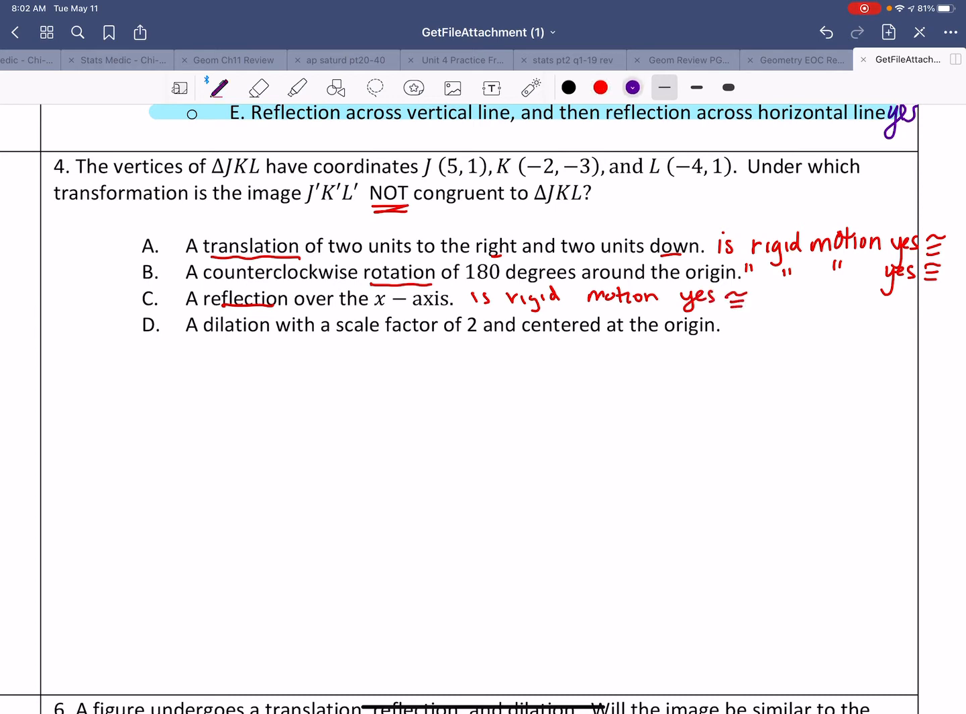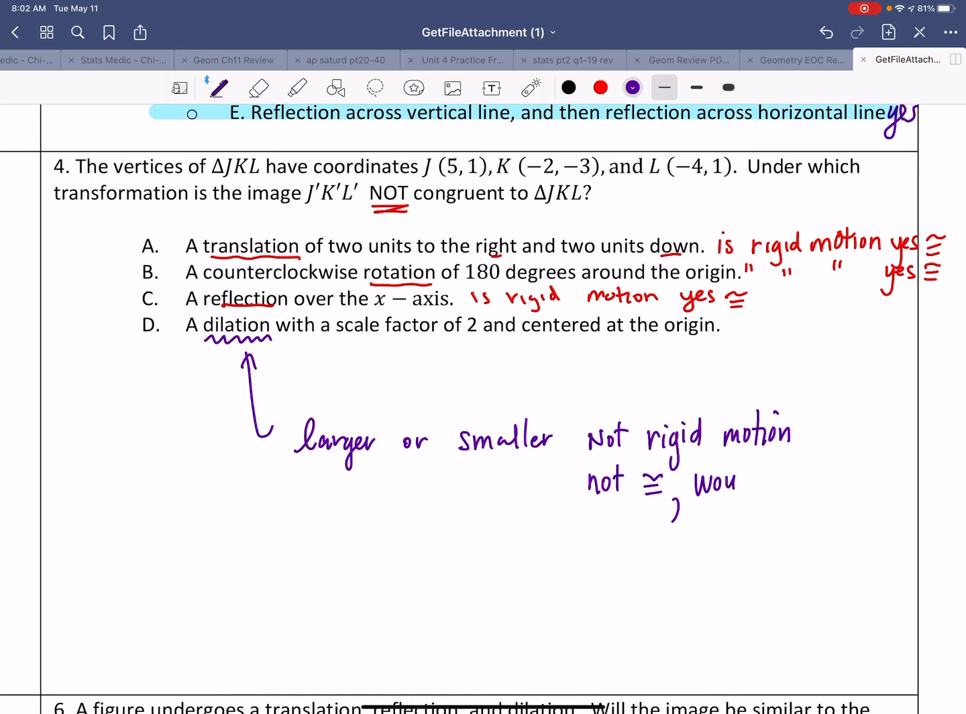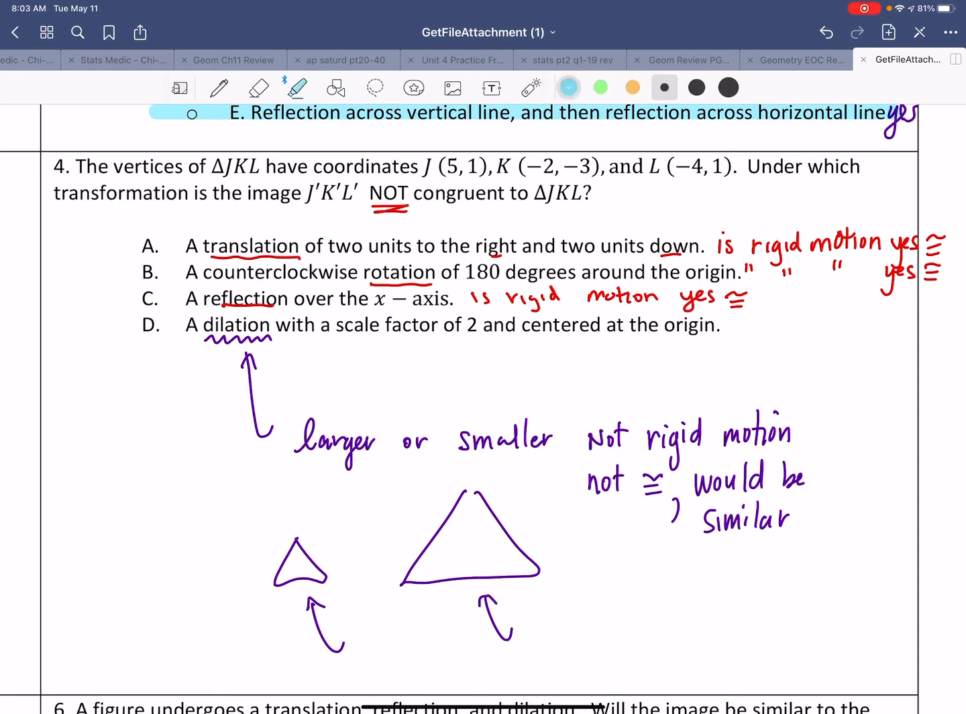So the last one, and this is the word we're looking for, a dilation makes things larger or smaller. So that's the one that is not rigid motion, which means that's the one that's not congruent. It would be similar, but not congruent. So we're reminded, this is like the mommy and the baby. If I have a triangle and I blow it up, these are not congruent. They're not equal in measurement. Their angles are equal and their sides make the same ratio, but they are not congruent and it is not rigid motion. So we found our answer D.